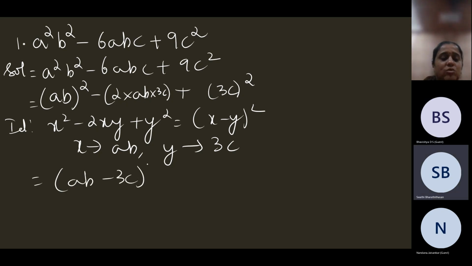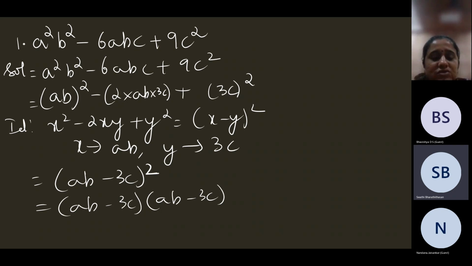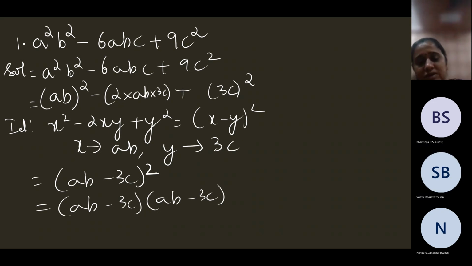AB minus 3c the whole square should be written as AB minus 3c into AB minus 3c. Just write it 2 times because it is a whole square. So AB minus 3c into AB minus 3c. Very good. See if you've all got this. Yes, ma'am. Got the same answer.